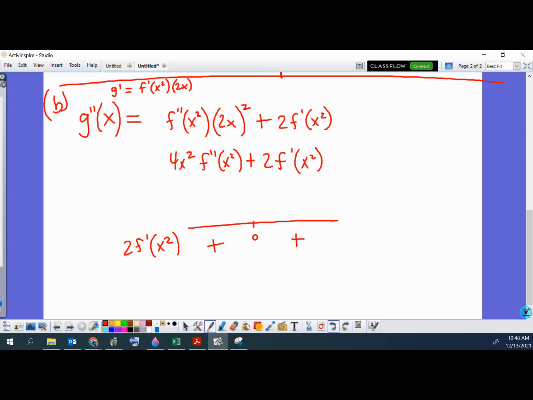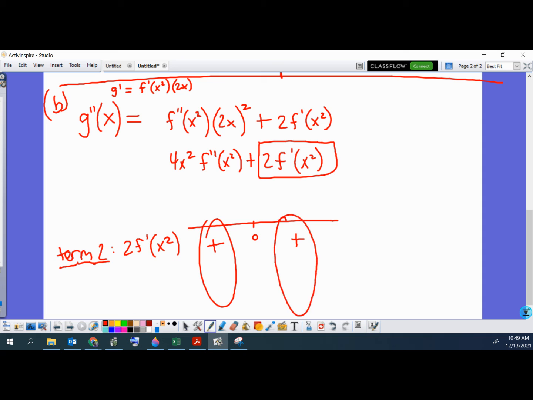This isn't like an ordinary sign chart because this is a term, not a factor. It's not multiplied on the whole thing. So here, I'll call this term 2. I want to make clear this is a term. So you can't do the product of positives and negatives because this is not a product. Just be aware of that.